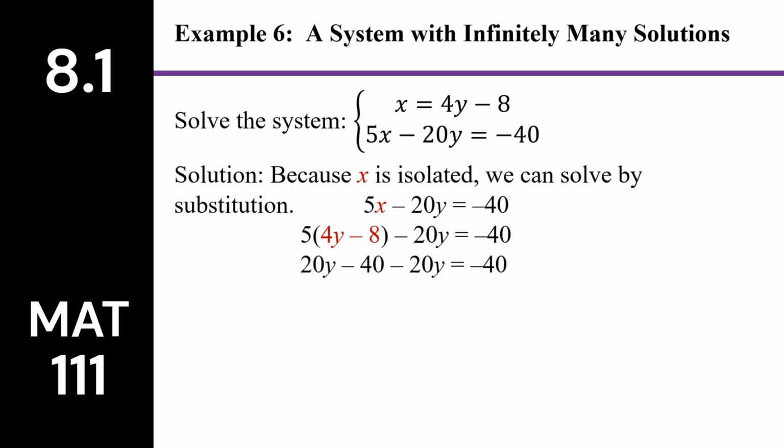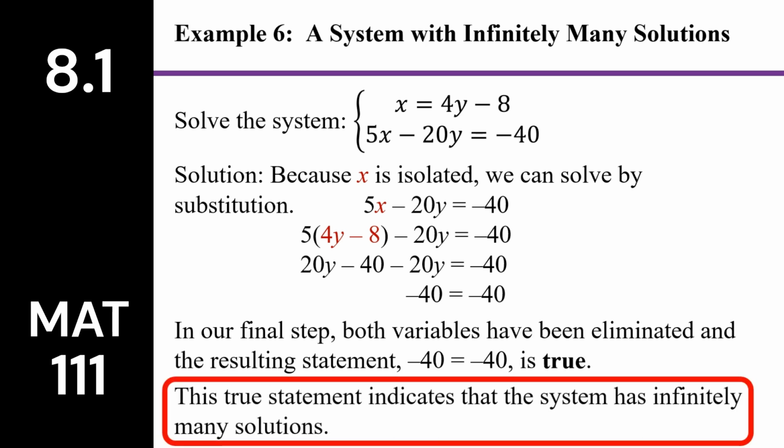We distribute, and then we combine the common y terms. Since those y terms drop out, we have -40 equals -40. Since that's a true statement, it indicates that the system has an infinite number of solutions.